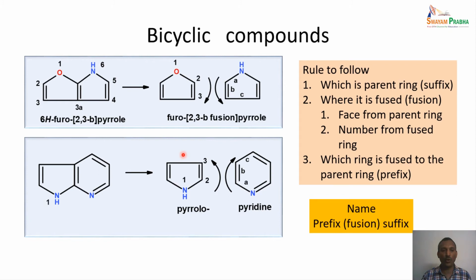So this compound is going to be numbered as 1H, because the first nitrogen gets the priority for the numbering. So this is the 1H pyrrole. The pyrrole ring is fused at the 2,3 position. This also is the 2,3 position. So this is the 2,3 fusion, and the fusion happens in the B phase of the pyridine ring. That is how the compound's name is given as 1H-pyrrolo[2,3-b]pyridine.